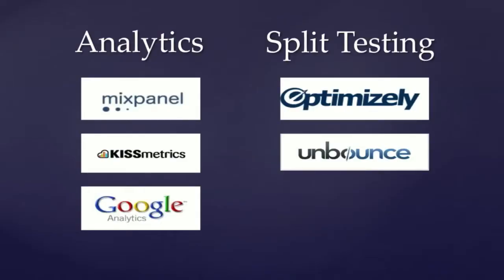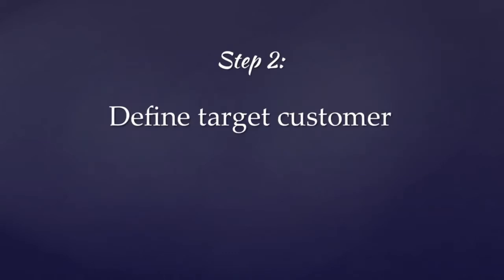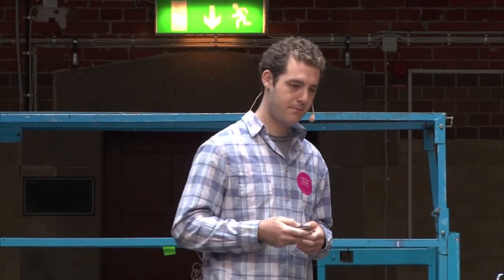And again, I'm going to say optimize a lot, and what I mean by that is split test. So here are some example tools that you can use to actually do the measuring and testing. Mixpanel, Kissmetrics, Google Analytics, all great tools for measurement, and Optimizely and Unbounce for split testing. So step 2, define your target customer. We need to know who our advertisements are going to target, and we need to define that.